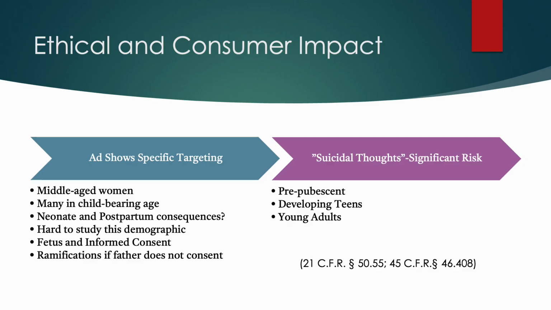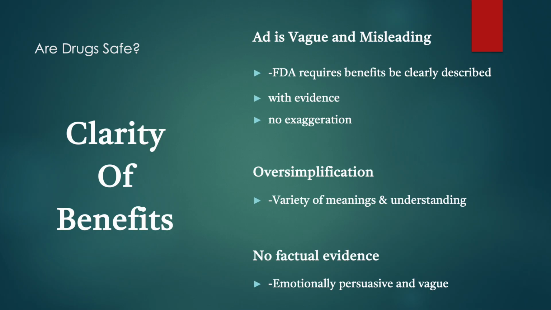So the ethical and consumer impact, where really the consumers are the main people being impacted here. The ad shows specific targeting. Like we said earlier, middle-aged women, and neonate and postpartum consequences. That was a big question in the research. This is kind of a hard demographic to study because of informed consent, and especially the ramifications with fathers not consenting. And of course, the developing teens and young adults and the suicidal thoughts that were impacted by this drug. And then the clarity of benefits: the ad is very vague and misleading.